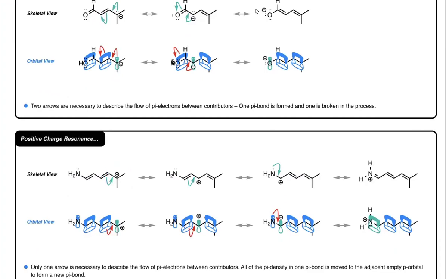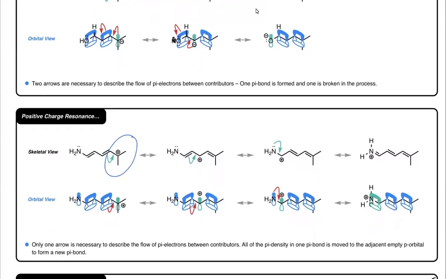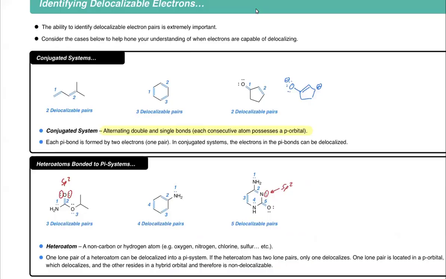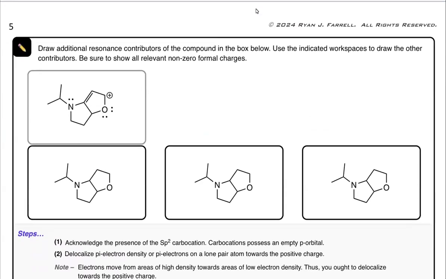Okay. But in other examples, you might begin in the middle and then be able to resonate to the left or to the right. So I think it's very important, first and foremost, to acknowledge if we're at the end of a pi system or in the middle whenever we start a question. For example, looking at this first structure here on page 5, notice that the carbon of positive charge is adjacent to this pi system and the oxygen atom, so we're technically starting in the middle here.